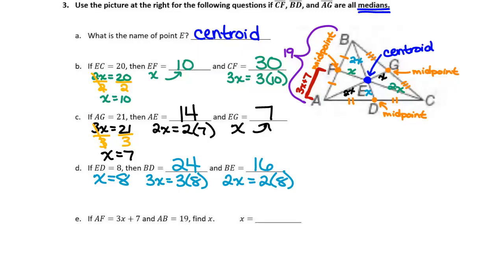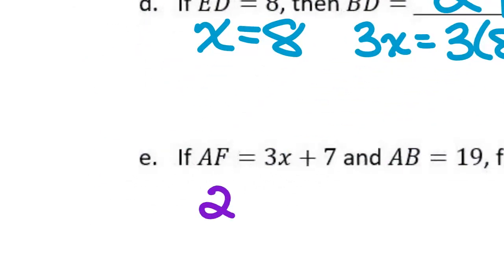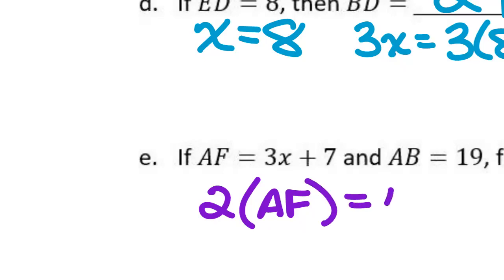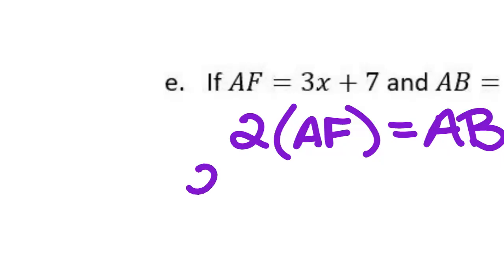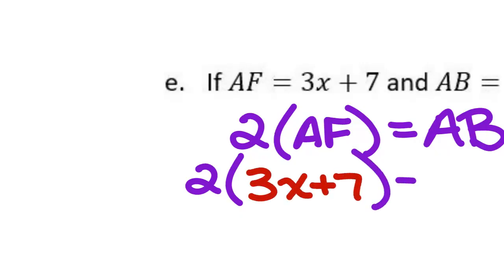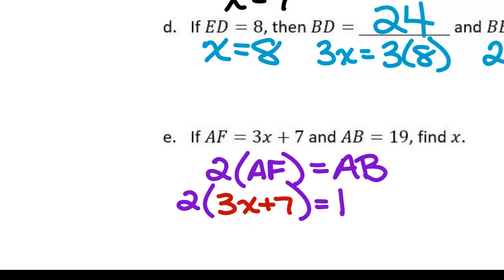2. So if I had 2 segments the size of AF, that would be the same size or equal to AB. So we're going to do 2 times 3x plus 7, and that's equal to 19.